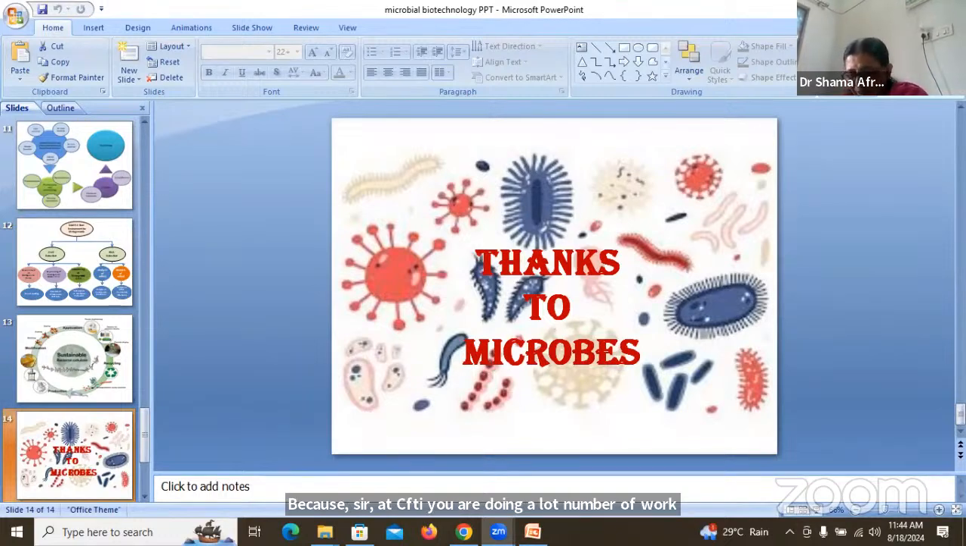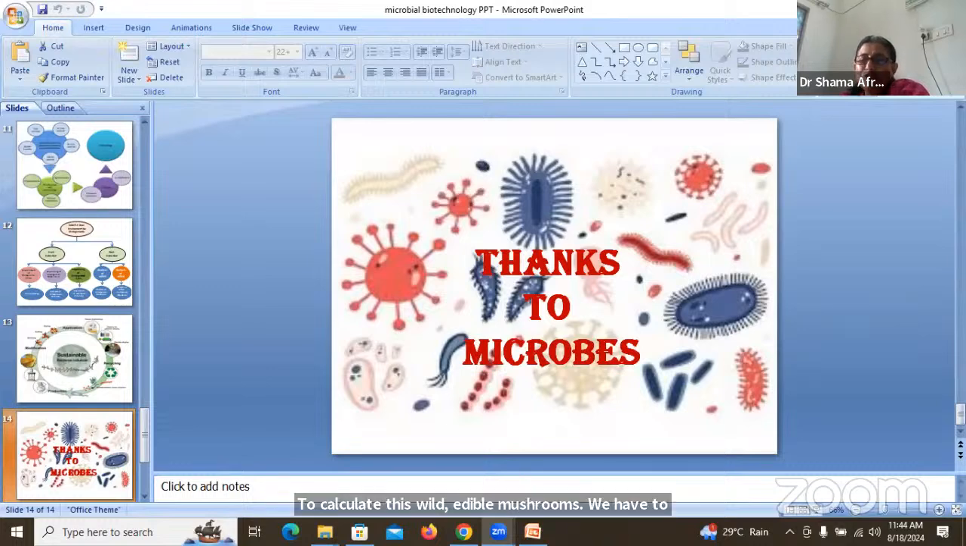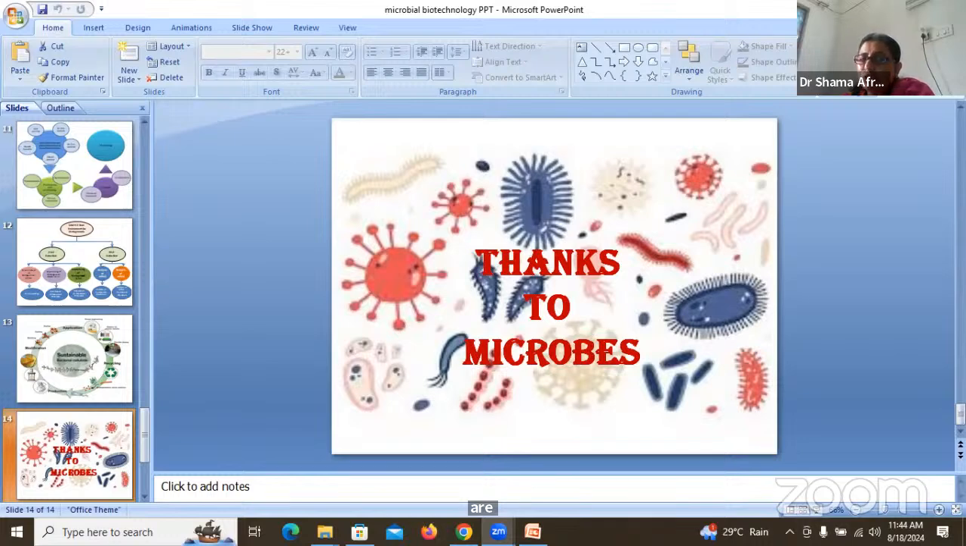My work is not in mushroom, but I'll try to answer it. To cultivate these wild edible mushrooms, we have to change some of the gene sequences in them, or we have to add some nutrients, because they are wild, they can grow anywhere, but we have to add some good nutrients so that these mushrooms can grow in the desired environment.